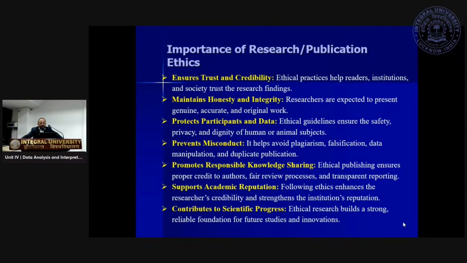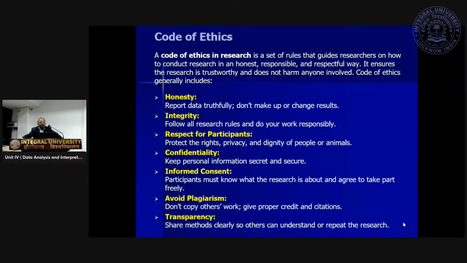Contributes to scientific progress. Ethical research builds a strong, reliable foundation for future studies and innovations. What is code of ethics? Code of ethics in research is a set of rules and guidelines for researchers on how to conduct research in an honest, responsible, and respectful way. It ensures the research is trustworthy and does not harm anyone involved.